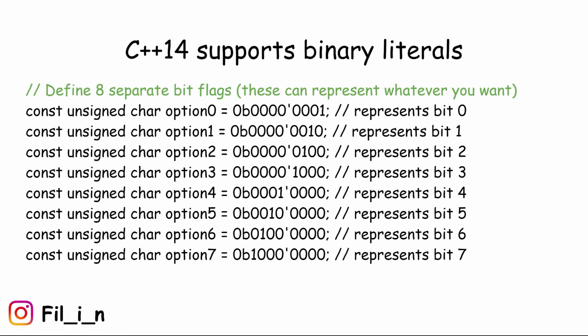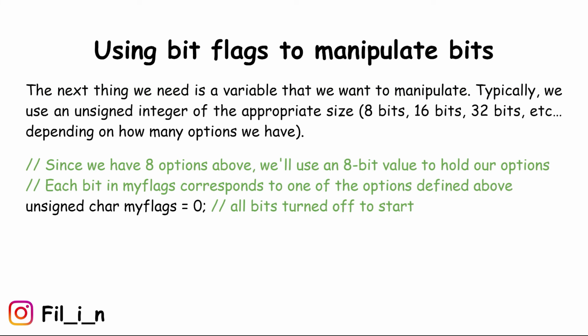Define 8 separate bit flags. These can represent whatever you want. const unsigned char option0 = 0b00000001; // represents bit 0. const unsigned char option1 = 0b00000010; // represents bit 1. const unsigned char option2 = 0b00000100; // represents bit 2. const unsigned char option7 = 0b10000000; // represents bit 7.